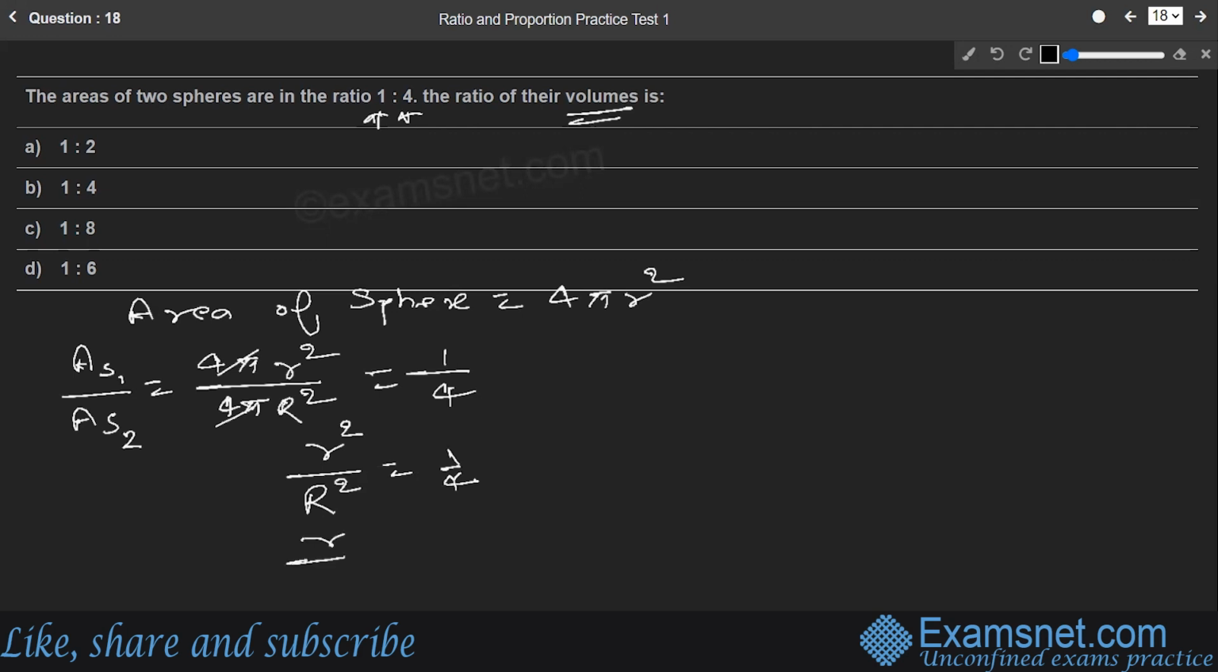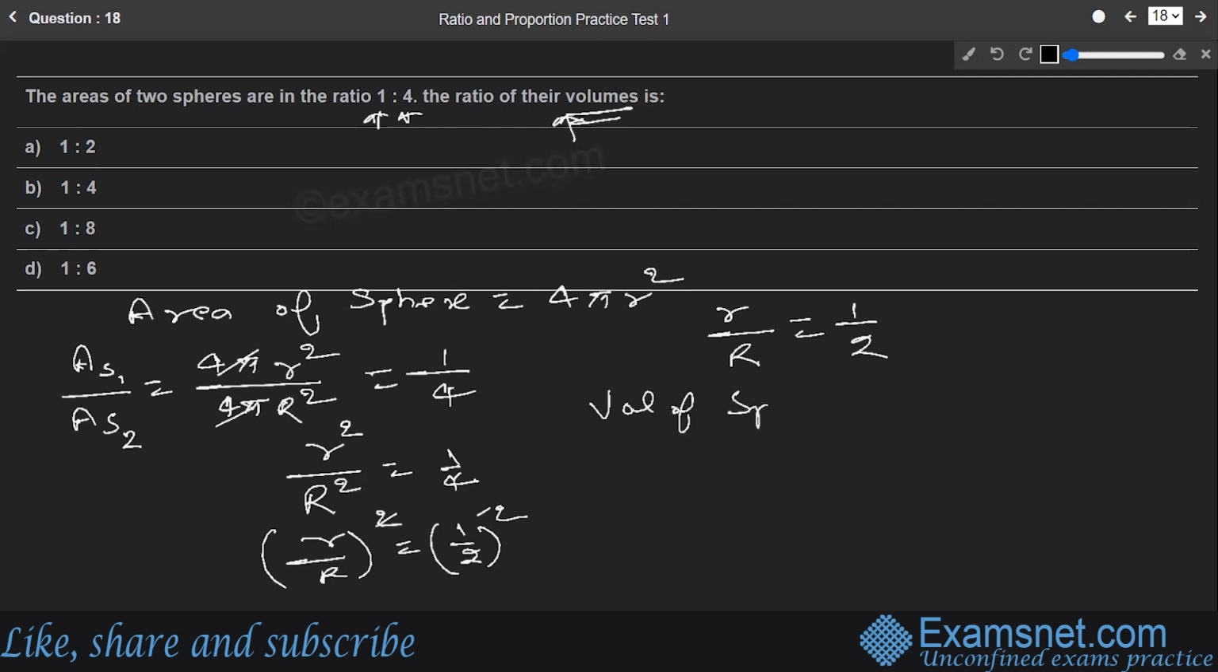I can write this as r by R's whole square is equal to 1/2's whole square. Why am I writing that? So that I can find out the ratio between the radii. So square and square get cancelled. I come to the conclusion that r by R is 1/2, that the ratio of their radii is 1:2. Now they're asking for the ratio of their volumes. So what is the volume of a sphere? The volume of a sphere is nothing but 4 by 3 pi r cube. They are asking for the ratio of the volumes of the spheres.